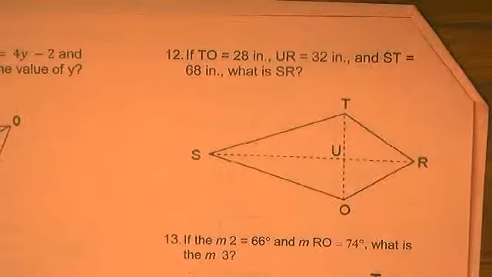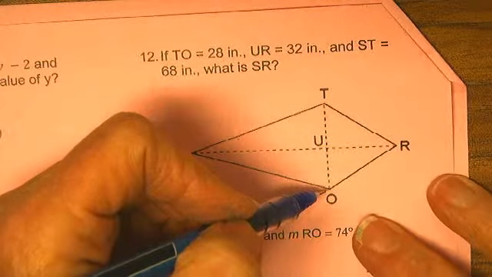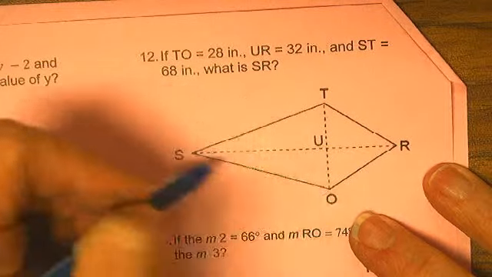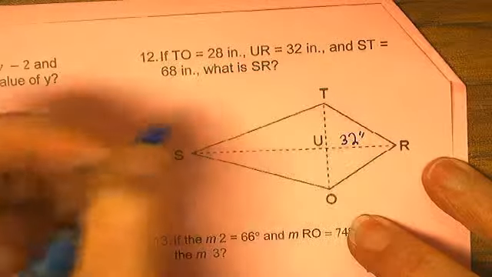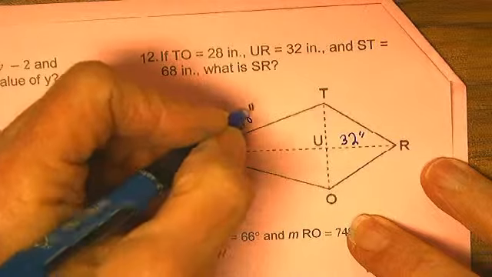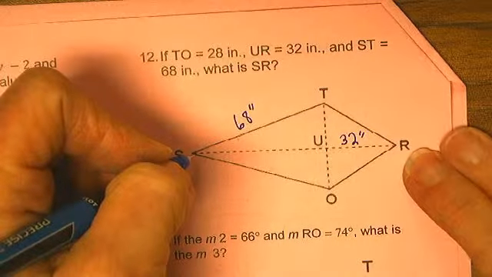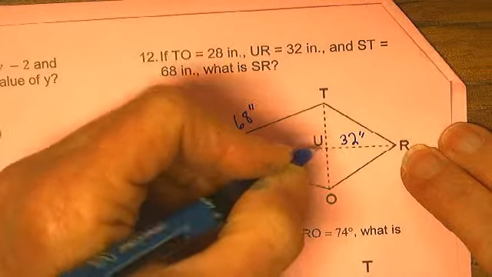Geometry Polygons Review, Problem 12. If TO equals 28 inches, UR equals 32 inches, and ST equals 68 inches, what is SR? Well, we can find SR if we can find SU.